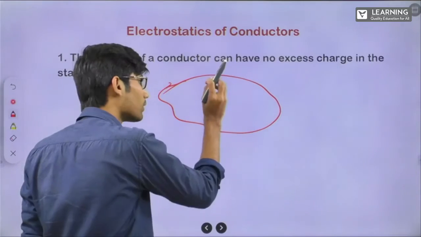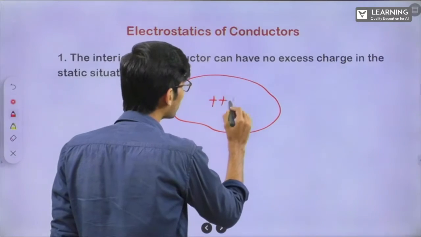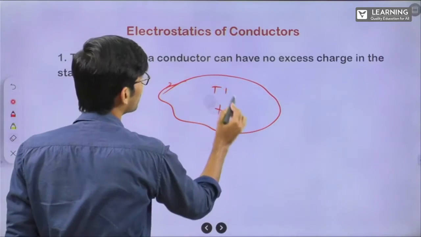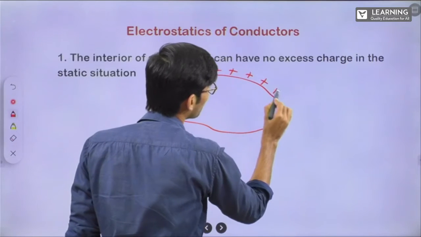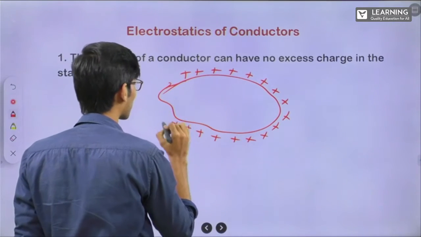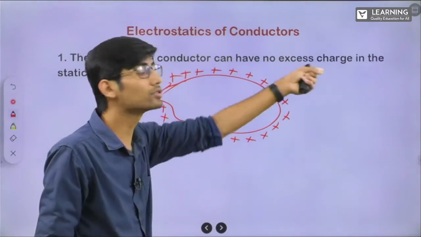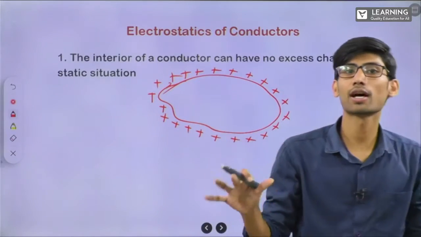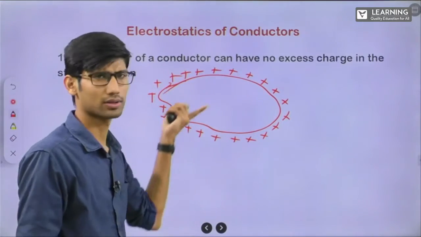Now, let's say a lot of positive charge I have given to it. What will happen? If I give a lot of positive charge to it, the positive charge will not stay inside. It will come out on the surface. So the interior of a conductor has no excess charge. Inside this conductor, there is no excess charge. All the excess charge will come to the surface. Clear? Very easy to understand.